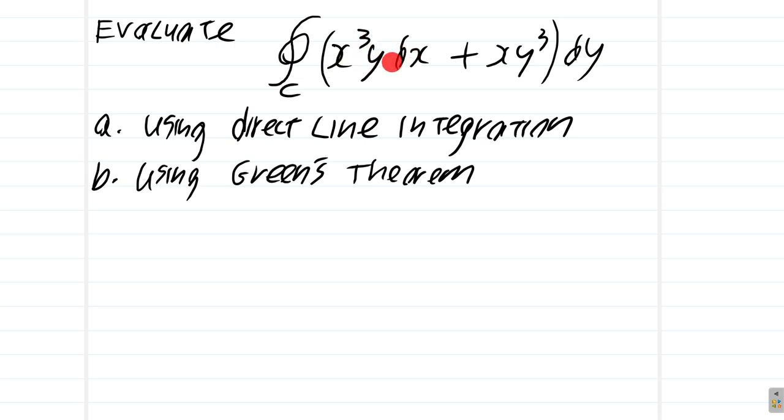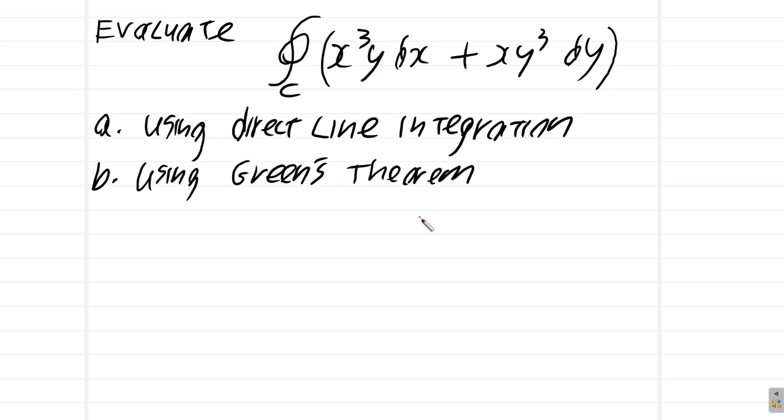So this is the horizontal component of each vector in the vector field, plus x y cubed dy. So this part is the vertical component of each vector in the vector field. Alright? A, you use direct line integration, and B, using Green's theorem.